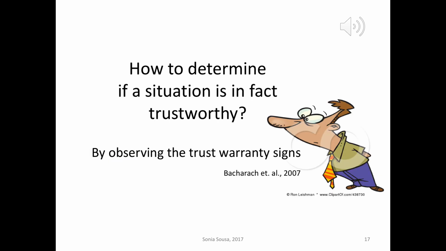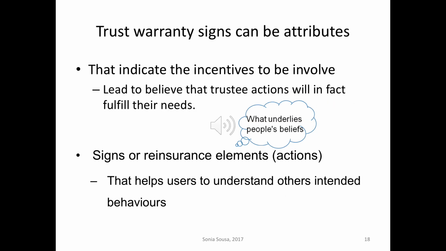We might ask ourselves how to determine if a situation is in fact trustworthy. The answer is by observing. Observing what? The trustworthy signs. What are the trustworthy signs? The trustworthy signs can be attributes that indicate the incentive of something or someone to be involved in certain actions and lead us to believe that someone or something, the trustee, in their actions will in fact fulfill my needs.